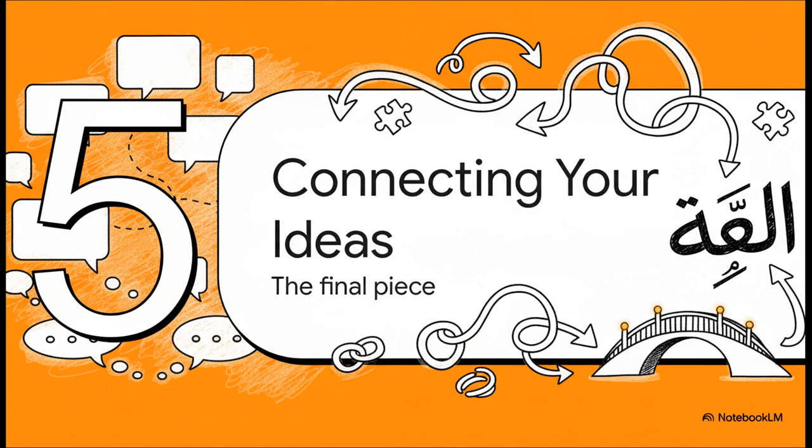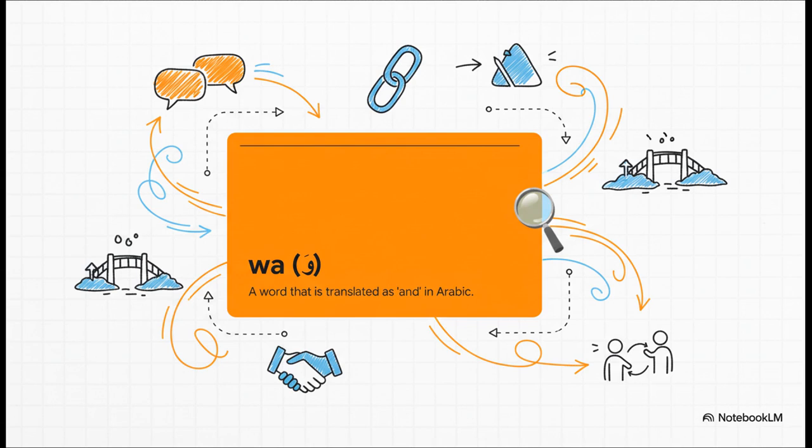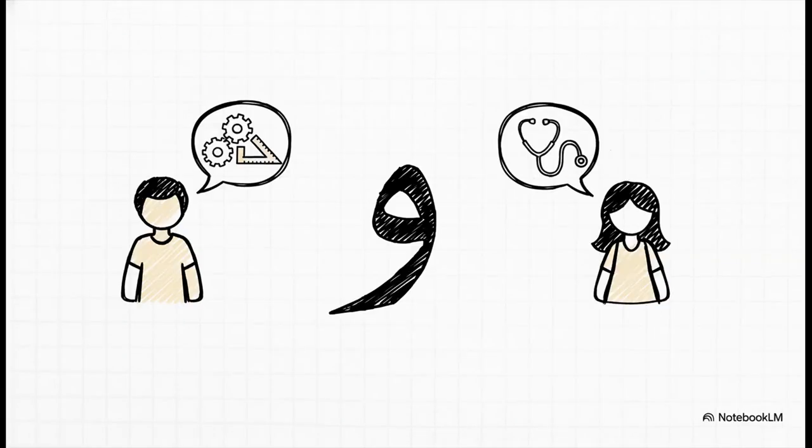How do you connect your ideas and sound a bit more natural? Well, you just need one final tiny word. And that magic word is wa. It's just a single letter and it means and. This little thing is the glue that will let you stick 2 sentences together to create a more complex, interesting thought. And boom, let's put it all together. Ana muhandis wa hiya tabiba. I am an engineer and she is a doctor. Just look at that sentence. You've used a pronoun, a masculine job, our connector word, another pronoun, and a feminine job. That's a full, proper sentence.